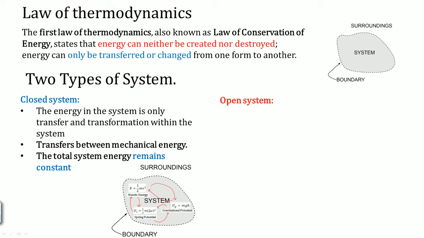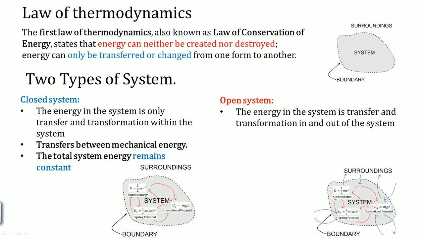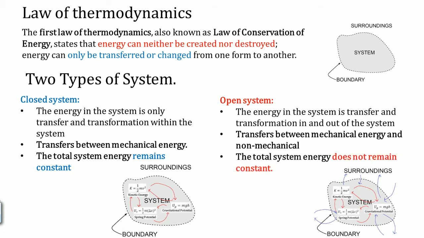The open system can be seen as the energy in the system is transferred and transformed in and out of the system. Like this. There are energies coming in, the blue line, and out. The transfer between mechanical energy and non-mechanical energy, so things like thermal, drag, sound. And in the process of it being open, the total energy does not remain constant.